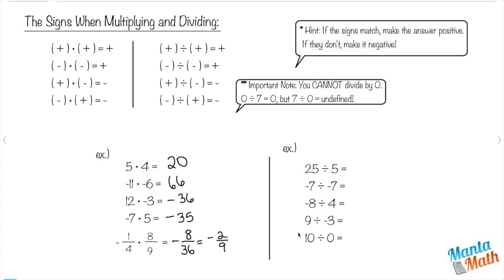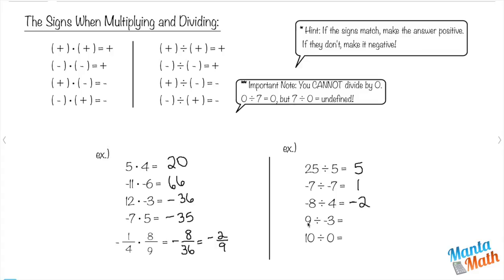Okay, over to the other side. So positive 25 divided by positive 5 gives you a positive, and 25 divided by 5 is 5. Next one, negative 7 divided by negative 7. Negative times negative is a positive answer, and 7 divided by 7 is 1. Then we have negative 8 divided by 4. That's a negative divided by a positive, so we know mixed again, so we're going to have a negative answer. And 8 divided by 4 is 2.